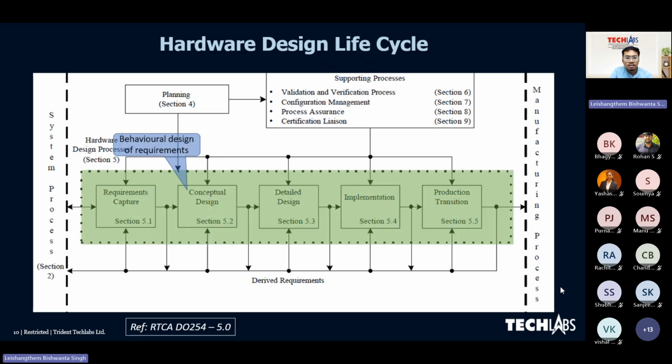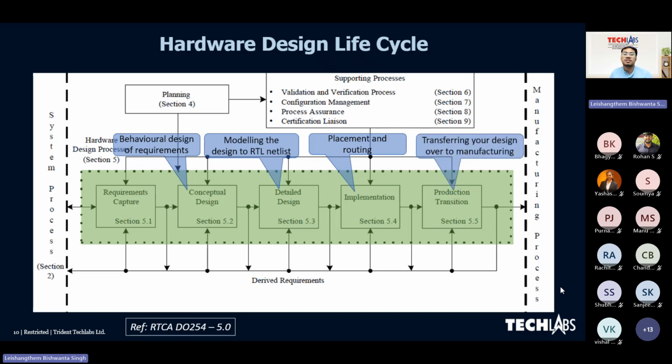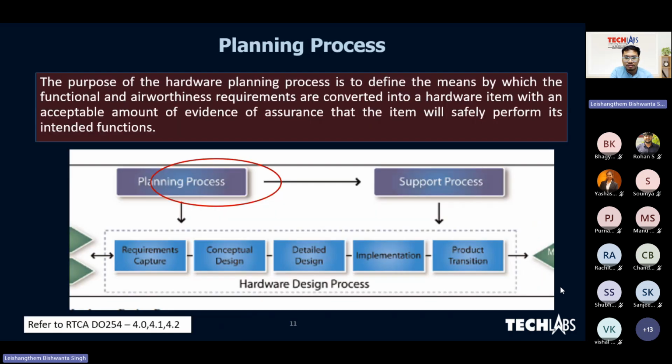So briefly talking about the hardware design process, the requirement capture will capture your requirements. The conceptual design will do the behavioral design of the requirements. And in the detailed design, you will be modeling and designing the RTL netlist, and in the implementation, you'll be doing placement and routing, and then bit file programming. And finally, in the product transition, you have to transfer your design to manufacturing. So while doing all this, following the plan is important, and doing the supporting processes of validation, verification, and configuration management is very important. So let's talk about the planning process here.